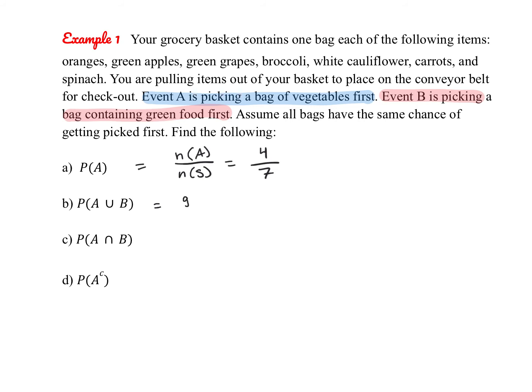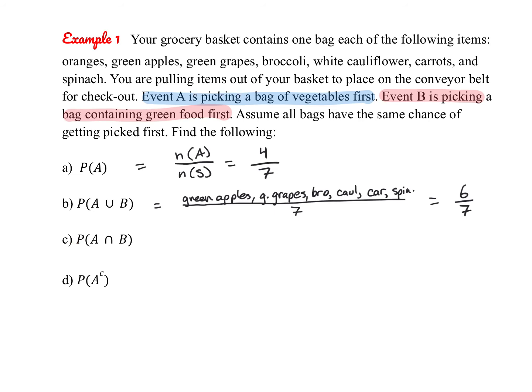So we have the green apples. We have the green, I'll abbreviate, green grapes. We have the broccoli. We have the cauliflower. We have the carrots. And we have the spinach. And then that's going to be over 7. So if you count how many outcomes that is, there's 1, 2, 3, 4, 5, 6. So it's going to be a probability of 6/7. But remember, that was a union, so it's one or the other. It doesn't need to overlap.